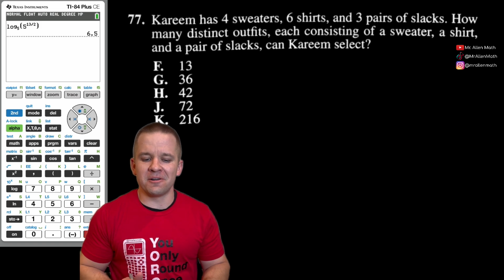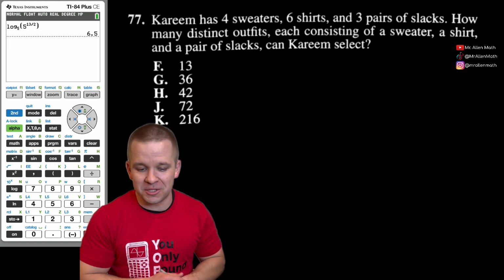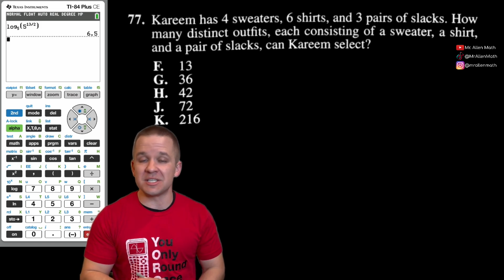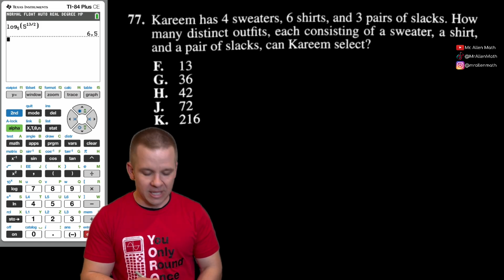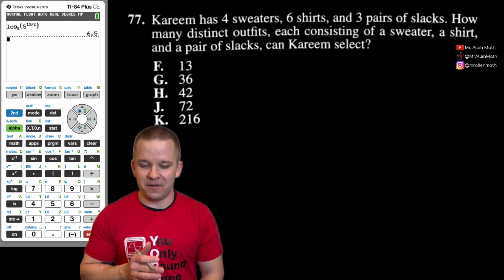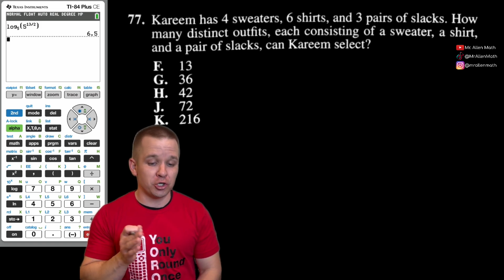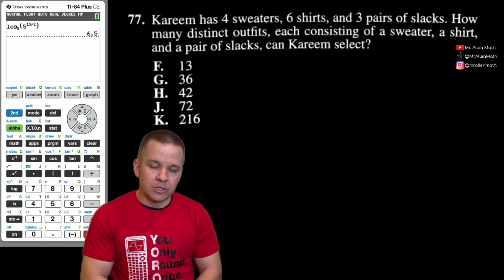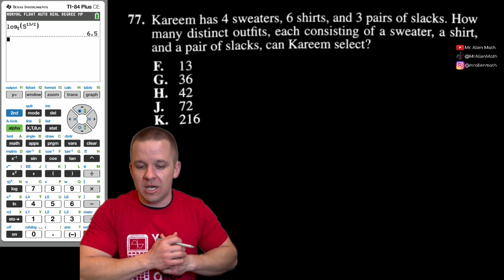All right, uno mas here, guys. Thanks for sticking around. If you are still here watching this video, we got Kareem has 4 sweaters, 6 shirts, and 3 pairs of slacks. Who calls pants slacks? I don't know. But how many distinct outfits, each consisting of a sweater, a shirt, and a pair of slacks, can Kareem select? Okay? So we're looking for how many combinations of different outfits, essentially, he can make.